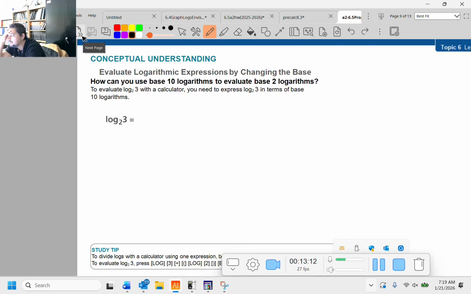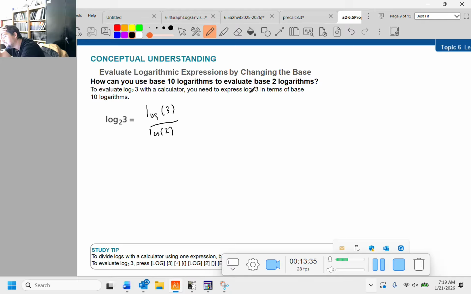All right, what do we got here? Evaluate logarithmic expressions by changing the base. How can you use base 10 logarithms to evaluate base 2 logarithms? So to evaluate log base 2 argument 3 with a calculator, you got to express log base 2 argument 3 in terms of base 10 logarithms. This would become a log of 3 over a log of 2.